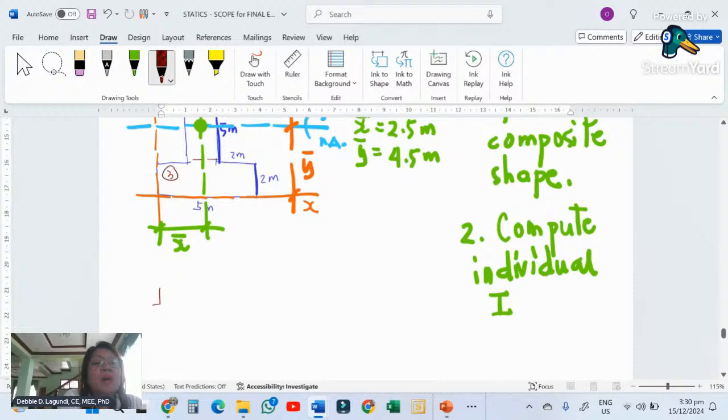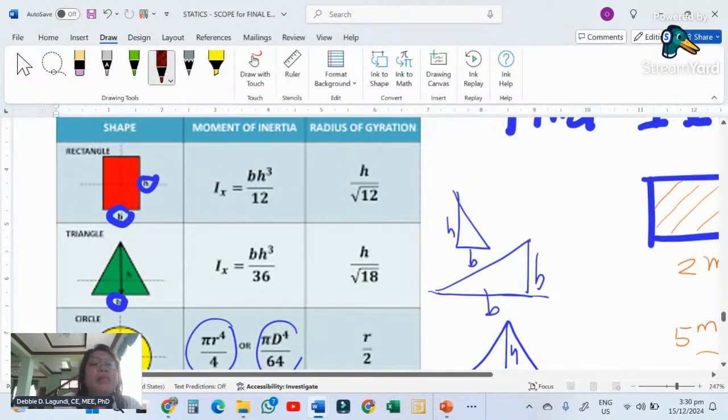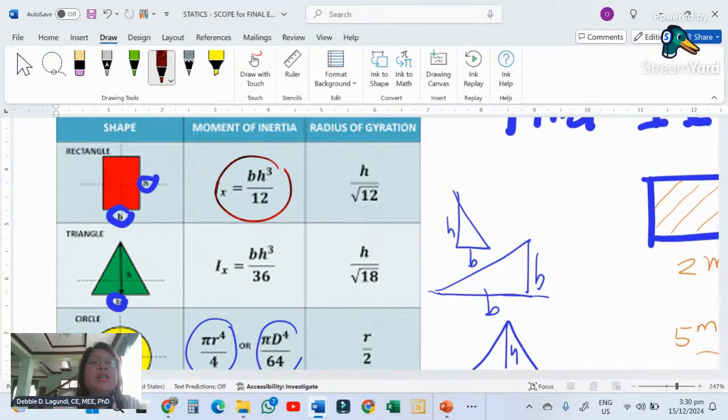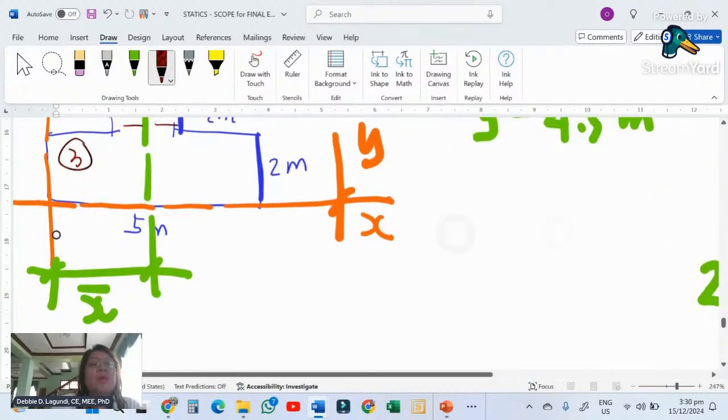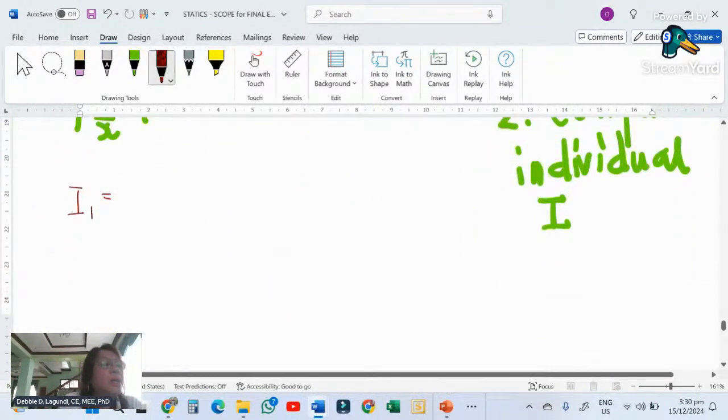Okay, so I1 would be, let us look at the formula. Here you go. It's 1/12 base height cubed. Moment of inertia has units to the 4th. So if your B is in millimeters, your H is in millimeters cubed, then you will have millimeters to the 4th. Because we only have rectangles in our shape, we'll be using 1/12 base times height cubed.